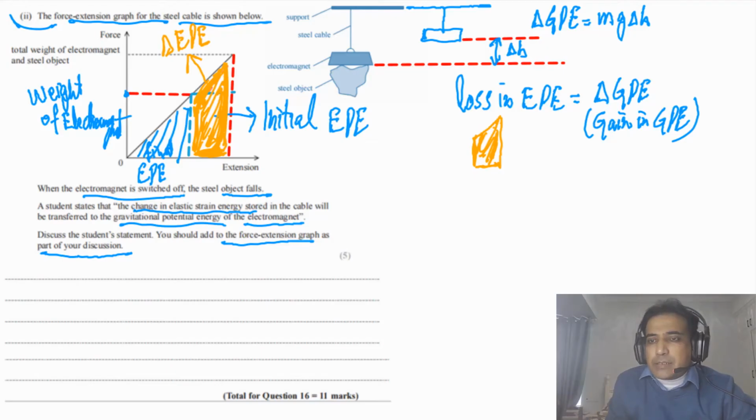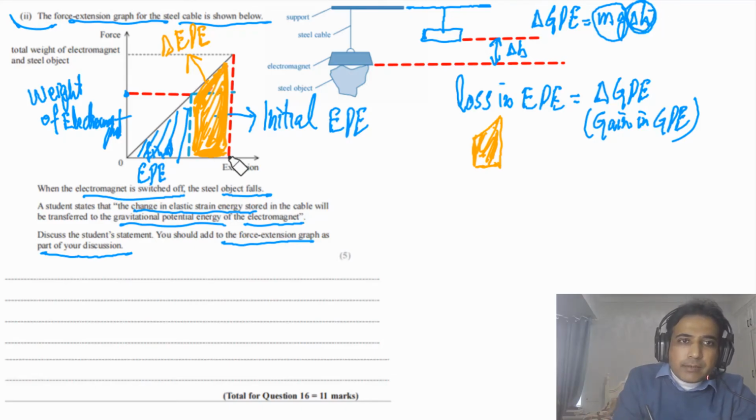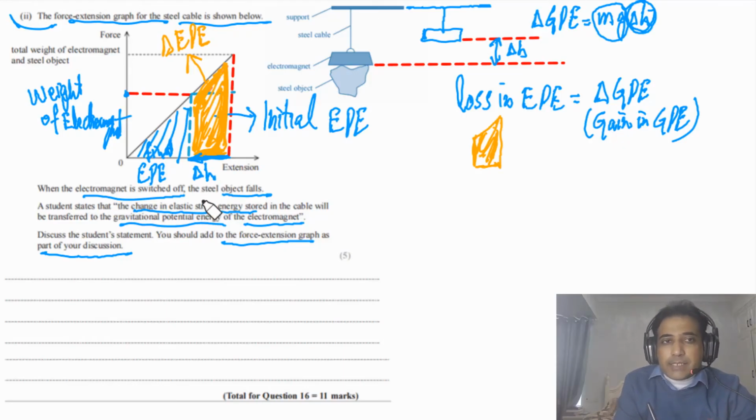Now in this case, what is the change in GPE, meaning the gain in GPE? Gain in GPE is equal to the weight times the height. So it simply means that it is equal to the decrease in extension, which is delta H.